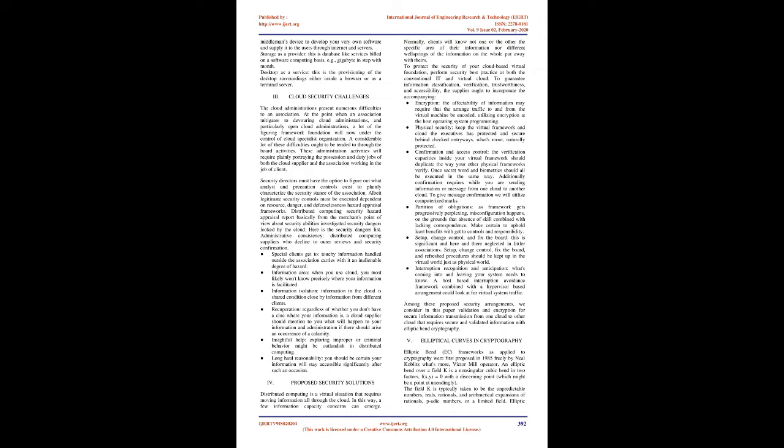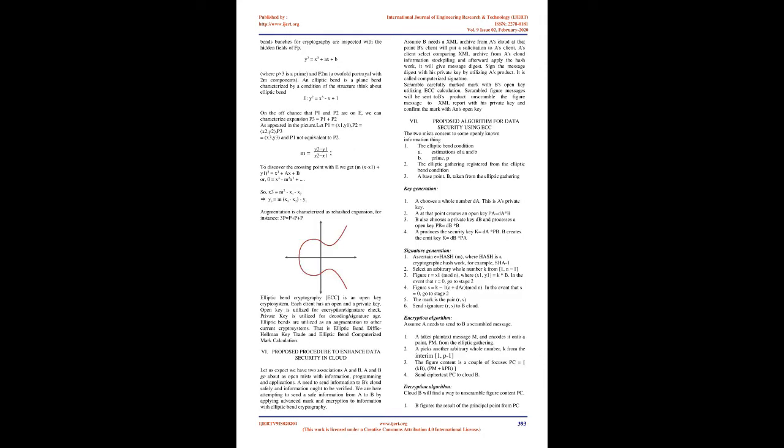Physical security: keep the virtual framework and cloud the executives has protected and secure behind checked entryways, and naturally protected. Confirmation and access control: the verification capacities inside your virtual framework should duplicate the way your other physical frameworks verify. One's secret word and biometrics should all be executed in the same way. Additionally, confirmation requires while you are sending information or message from one cloud to another cloud. To give message confirmation we will utilize computerized marks.